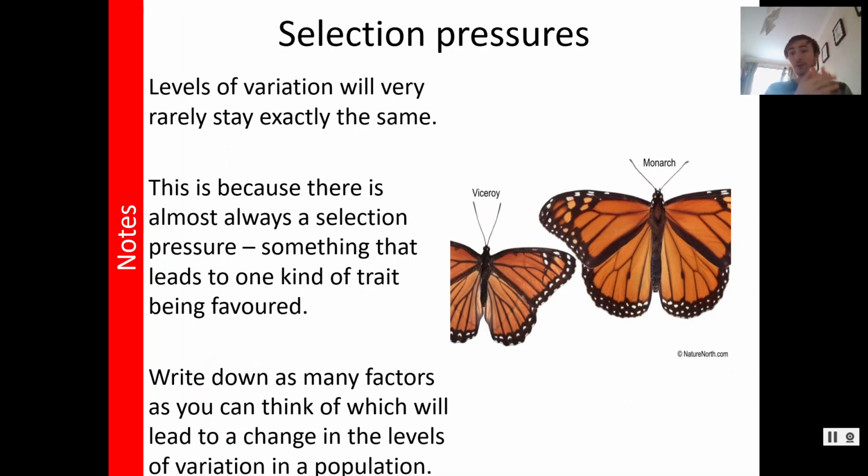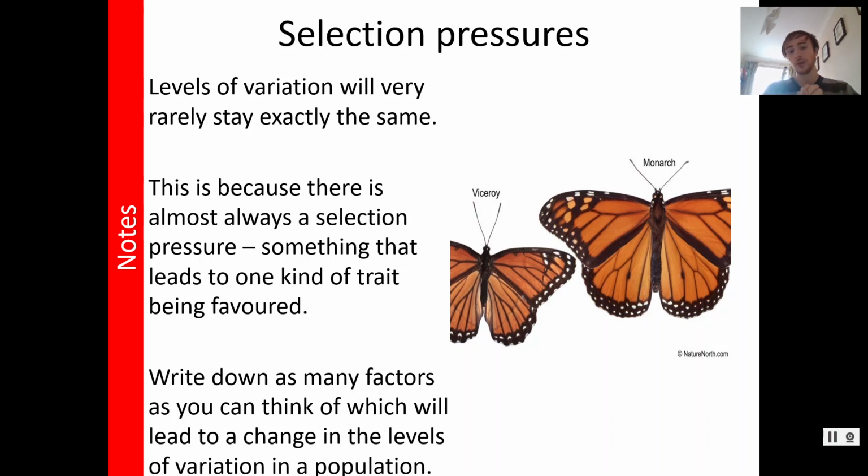Right, so selection pressures. There's some notes on the board, but I'll talk you through them. The point here is that variation levels pretty much never stay the same. The amount of variation in a species is constantly changing, so it's increasing because of new mutations, and it's decreasing because of random deaths, alleles being lost when people die, basically, and also because of natural selection. I'm just giving you the answer to the question at the bottom of the page. That's quite terrible, isn't it? Never mind. There's almost always a selection pressure.